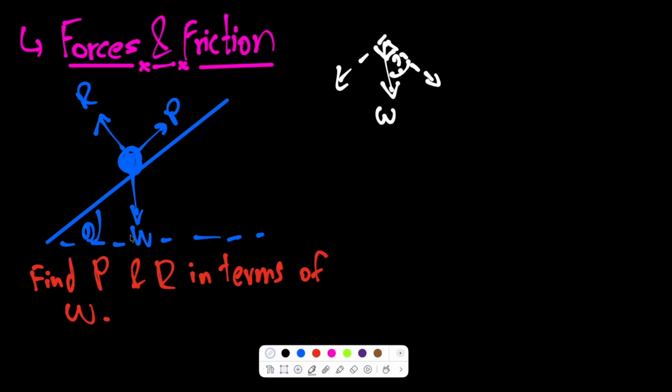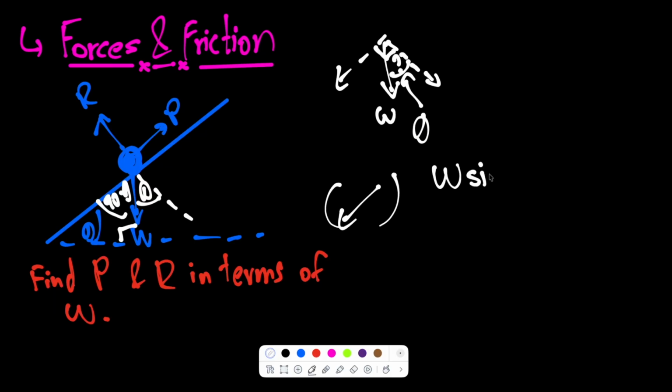Going on to the diagram, we can see that this angle is 90 because W is vertically downwards and this is the horizontal ground. So therefore this will be 90 minus theta, and as I said, this component is perpendicular to the inclined plane, so this angle will be theta if you do the math on the angles here. So now we know this unknown angle to be theta, so the component parallel to the plane is W sin theta, and the component perpendicular to the plane is W cos theta.